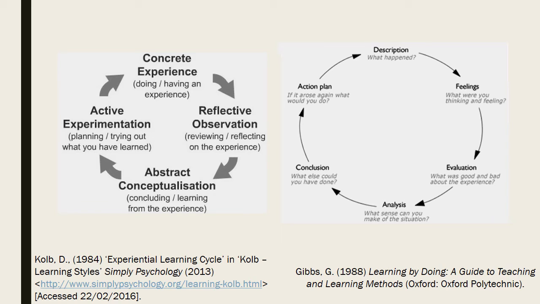So I suppose what I'm aiming to do is to use the learning cycles together and factor in Brookfield's lenses into certain areas, such as describing how I was feeling in Gibbs' circle, conceptualising according to Kolb, so concluding from the experience, and using all of the feedback to implement an action plan or active experimentation going forward.